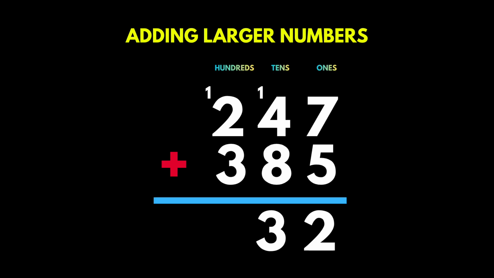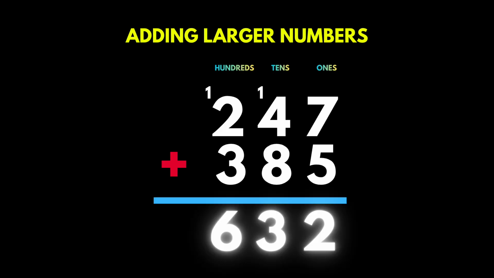On to the tens column now. We have our carried 1 plus 4 plus 8. That's 13. Again, we write the 3 and carry the 1. Now onto the hundreds column. 1 plus 2 plus 3 equals 6. So no carrying this time. We write the 6. So 247 plus 385 equals 632. Let's do one more so this is solid.